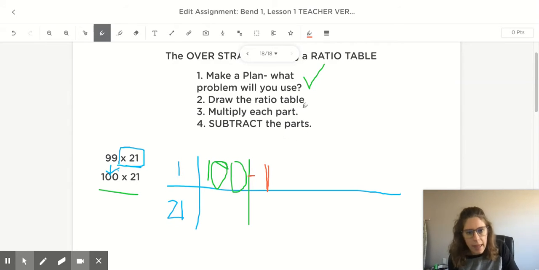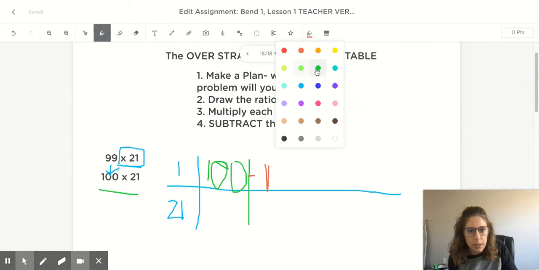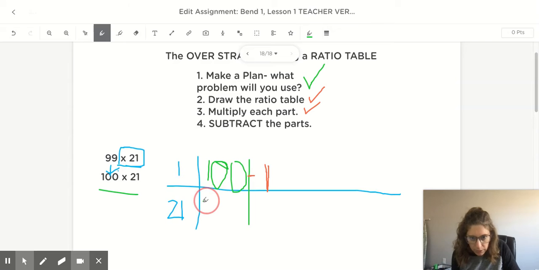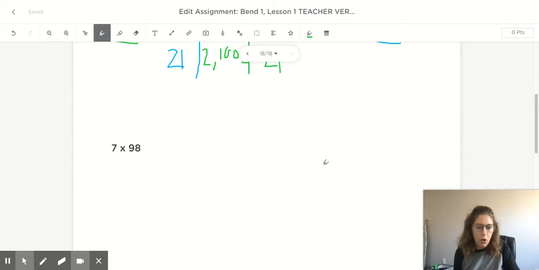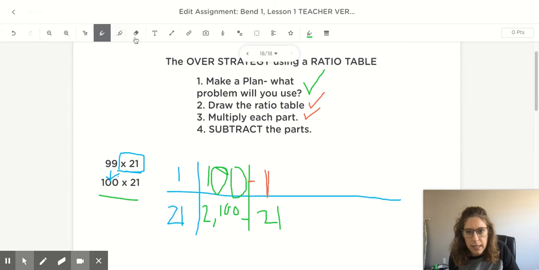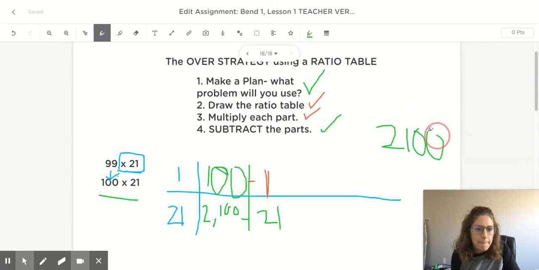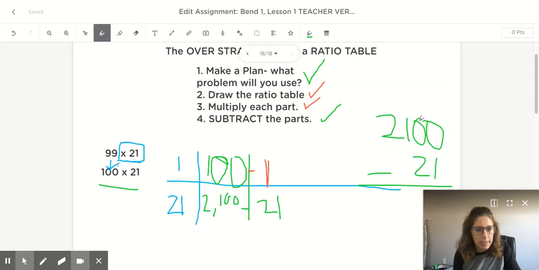Okay, so then I need to multiply each part. So multiplying 100 groups of 21, well, that's 2,100. And I'm subtracting one group of 21. One group of 21 is just 21. Remember, I'm subtracting that whole group. So let me set that up really quick. 2,100 minus 21. Boom. All right, got to regroup.